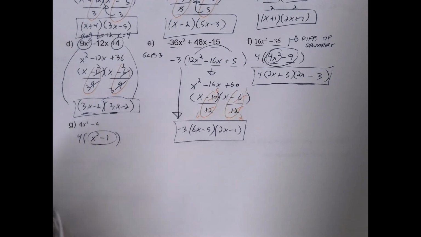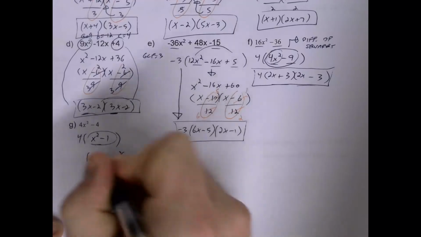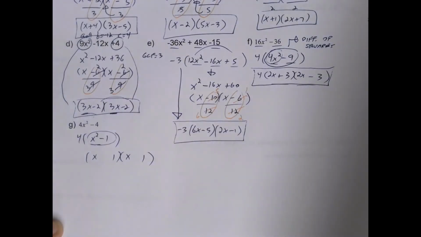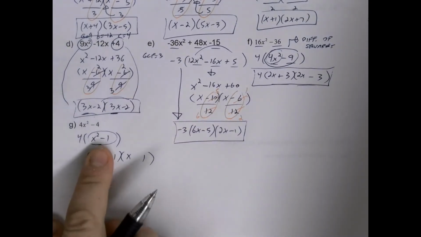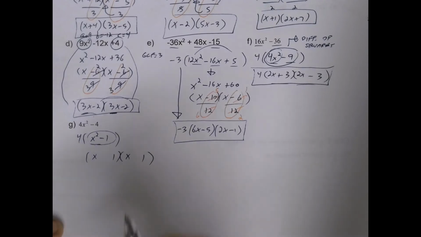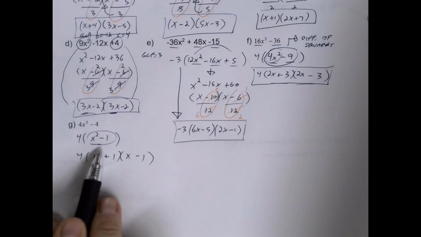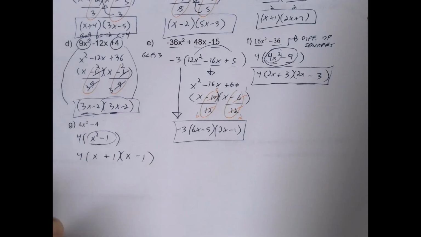This thing, are those perfect squares? Is x squared a perfect square? Yes, let's factor it. So you got x and x. And what about 1? Is 1 a perfect square? Yeah. What are the factors of 1? 1 and 1. What do the signs have to be to multiply back to a negative 1? Plus and minus.